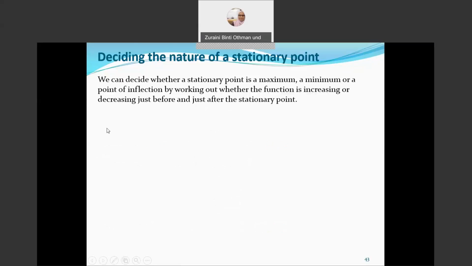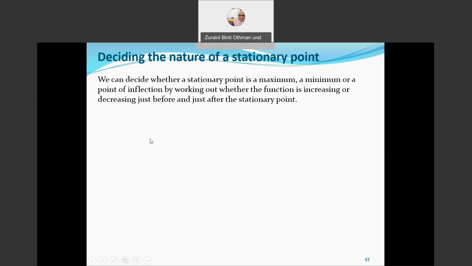Okay, then now we deciding the nature of stationary point. Okay, we can decide whether a stationary point is a maximum, minimum or point of inflection by working out whether the function is increasing or decreasing. Okay, maksudnya kita boleh tahu bahawa dekat mana minimum, dekat mana maximum bila kita tahu dia decrease ke increase. Macam tadi kan kalau kita keep decreasing, bila kita decrease menurun, lepas tu dekat satu point tu x sama juga dengan kosong, then we keep increase, then we know that this stationary point is minimum.